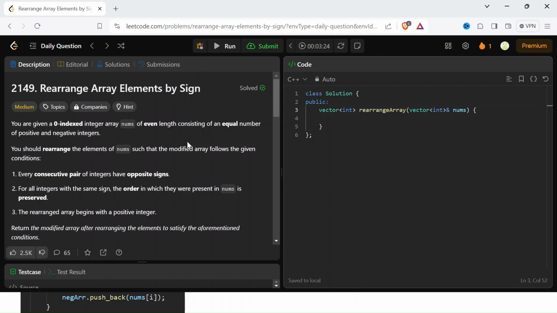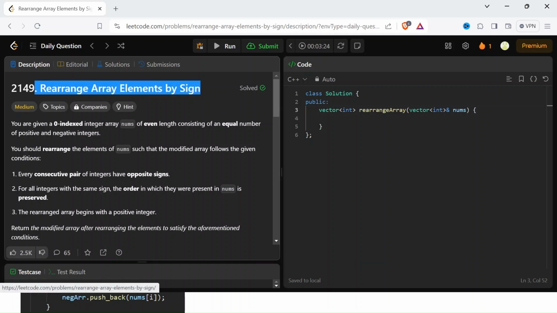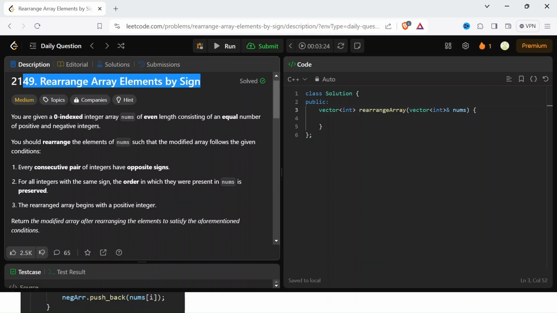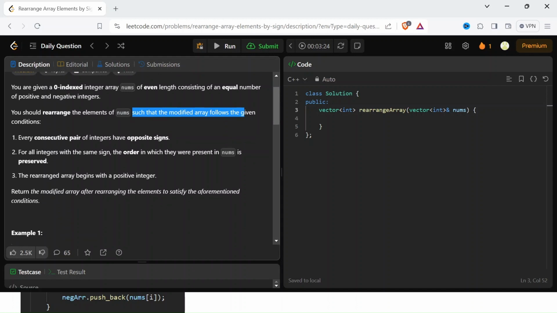Great. Today we will be solving the question Rearrange array elements by sign. Let's see what this question is. You are given a zero indexed integer array nums of even length consisting of an equal number of positive and negative integers. You should rearrange the elements of nums such that the modified array follows the given conditions. Let's see what those conditions are.